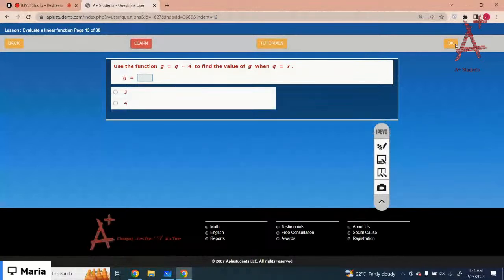Okay, the next one is use the function g equals q minus 4 to find the value of g when q equals 7. So just replace the variable with the value. So it would be g equals 7 minus 4, and 7 minus 4 equals 3. Very good. When q equals 7, the value of g equals 3. Got it?